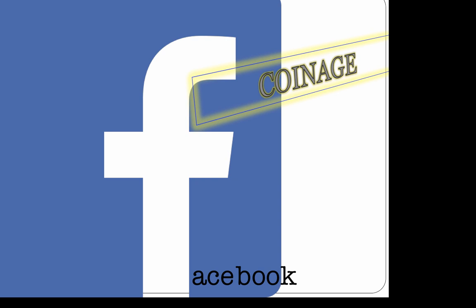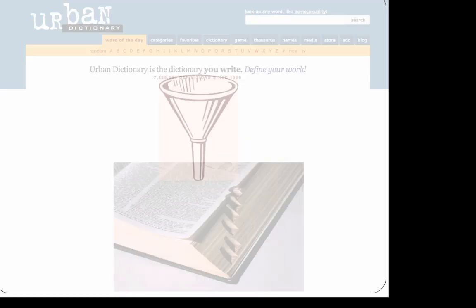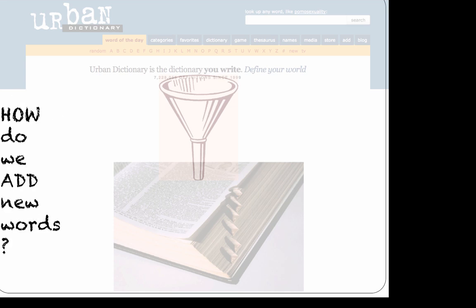When a new word is created, we talk about coinage. That's the term for the creation of new terms. But how do we do this? Who gets to decide on a new word? Well, we all do. We all make up words. Some survive, others don't. So let's see how we do this. How do we coin new words?